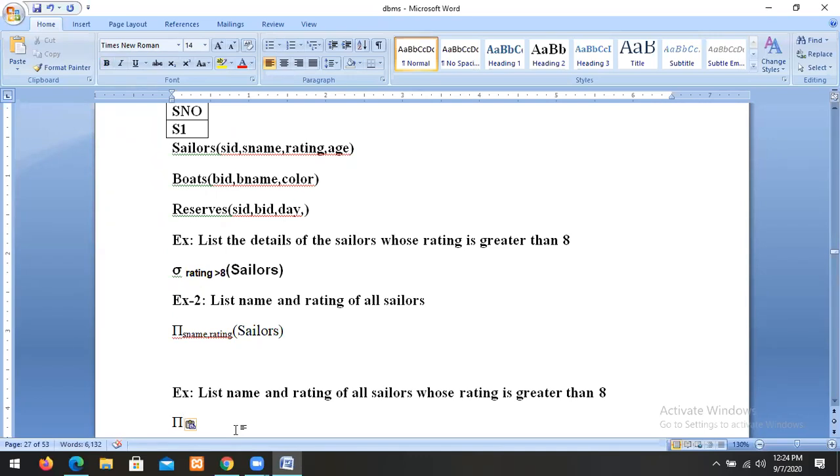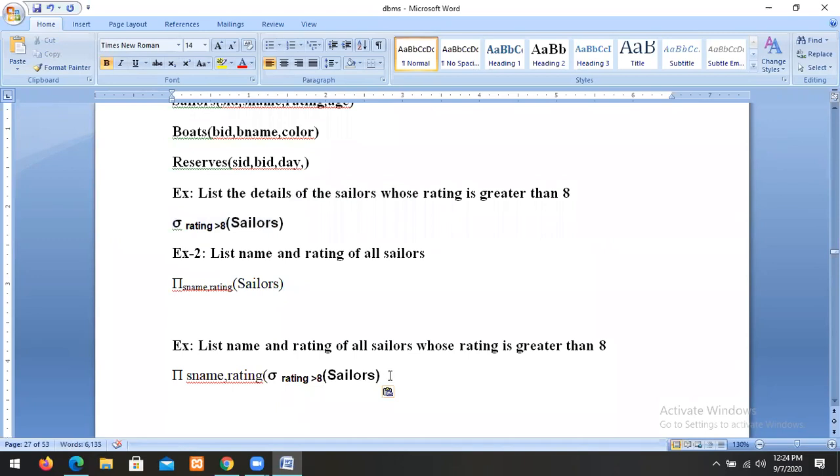So for this one, what we need is the seller name, comma, rating of all sellers. Again, we need a selection symbol here. Selection: rating is greater than 8. So this is the way to get the data also. Like this, we use different joins; they will ask different types of questions.